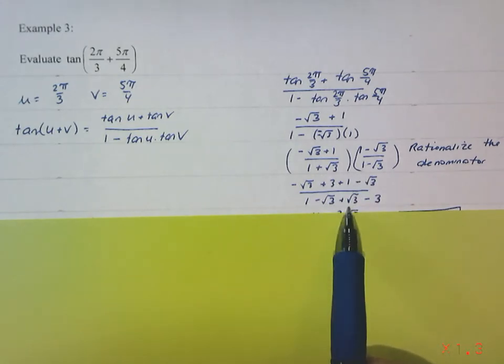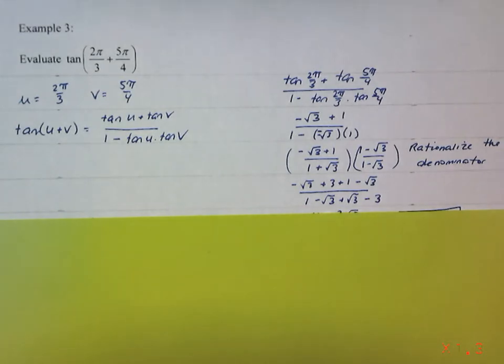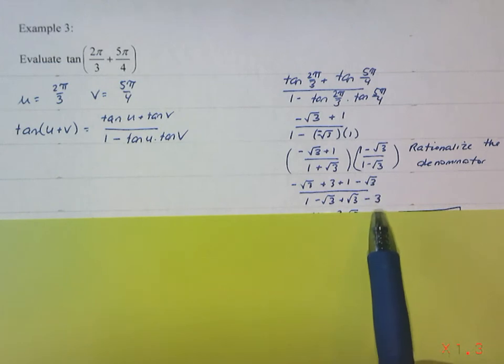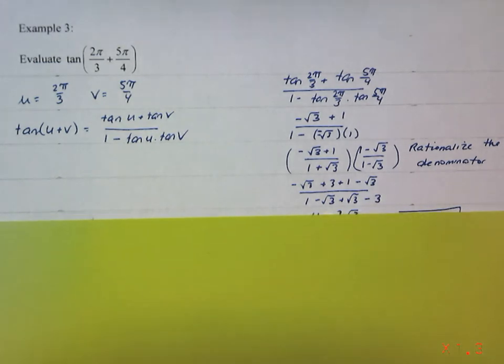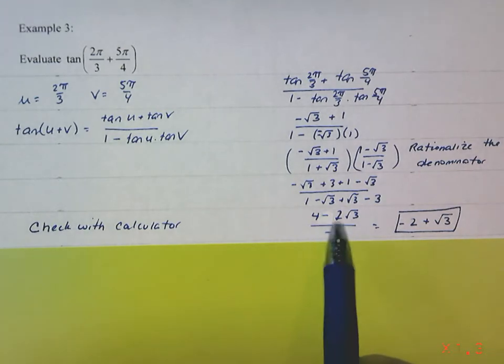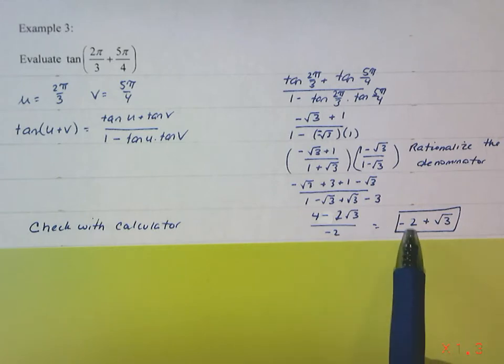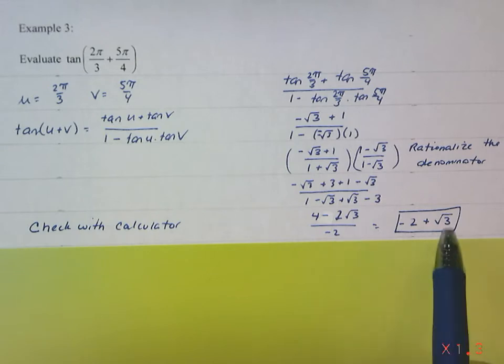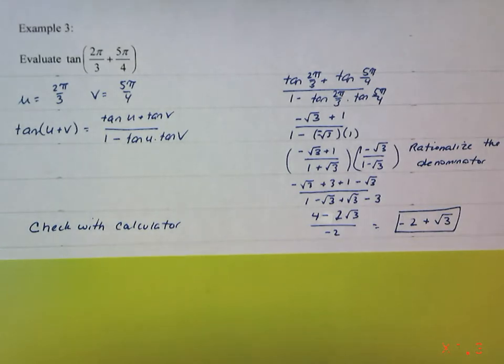That's what you want to happen when you rationalize the denominator. And then positive square root of 3 times a negative square root of 3 gives me negative 3. When I clean this up, I get 4 minus 2 square roots of 3 divided by negative 2. I can reduce this fraction. 4 divided by negative 2 is negative 2. Negative 2 square roots of 3 divided by negative 2 gives me a positive square root of 3. And then once again I would check it with my calculator.